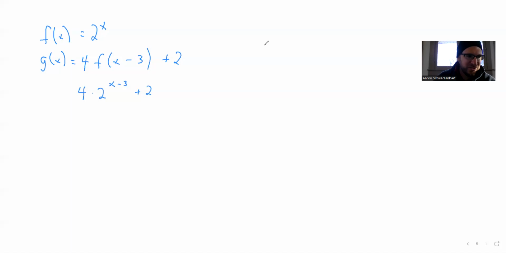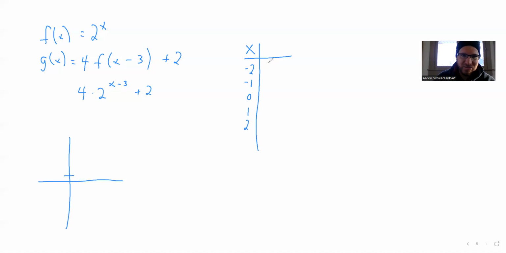So we'll start with 2 to the x, and then we'll transform that. And I'm going to do it piece by piece, and I'm going to graph it. So 2 to the x, 2 to the negative 2. I believe we've discussed this already, but the negative exponent moves it to the denominator. This is going to be 1/4.